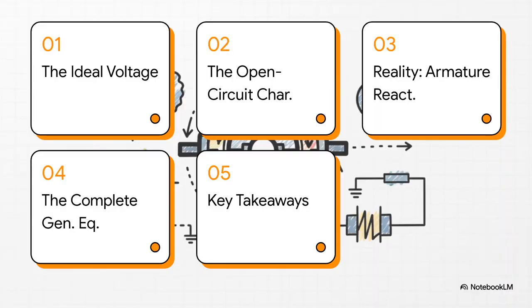Here's our game plan. We're going to start with that ideal internal voltage. Then we'll look at how we can actually measure and characterize it in the real world. After that, we'll get into the big complication, armature reaction, and finally, we'll put it all together into the complete equation that describes how the machine really behaves.